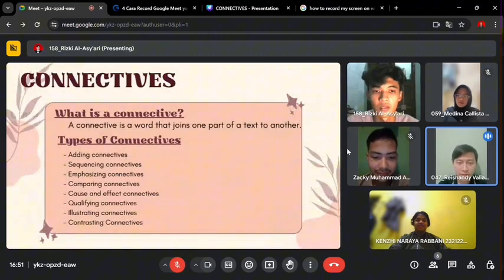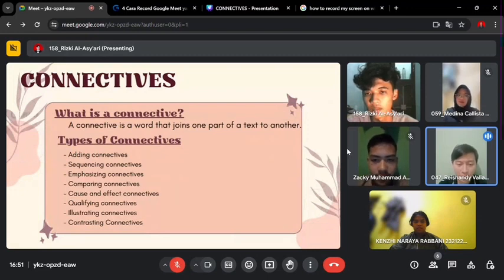So let's get to the material, shall we? First of all, what is a connective? Well, this will be explained by Rizki Al-Asy'ari. He will also explain about types of connectives. So I'm going to let him speak.